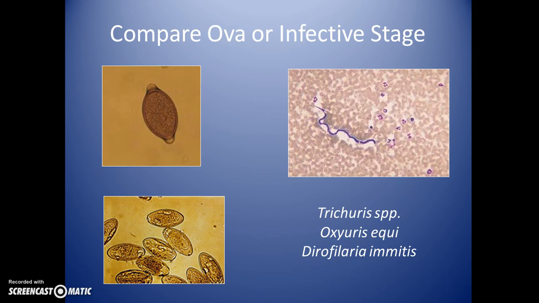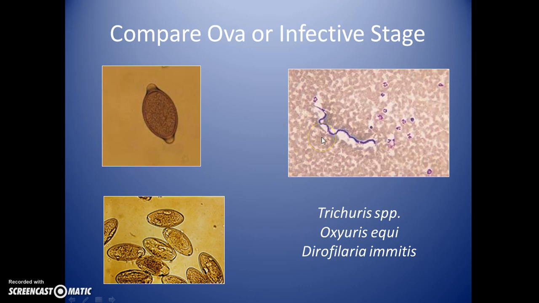Now compare the ova or the infective stage of the three parasites we just discussed: Trichuris, which is whipworm, Oxyuris equi, which is the horse pinworm, and Dirofilaria immitis, which is heartworm. Remember, the egg of Trichuris is lemon-shaped with bipolar plugs at each end. We have Oxyuris equi eggs, which are elongated. They are operculated, with a lid up here that can pop open and let out the larval stage. It also has a line through it, indicating the flattened side of the egg.